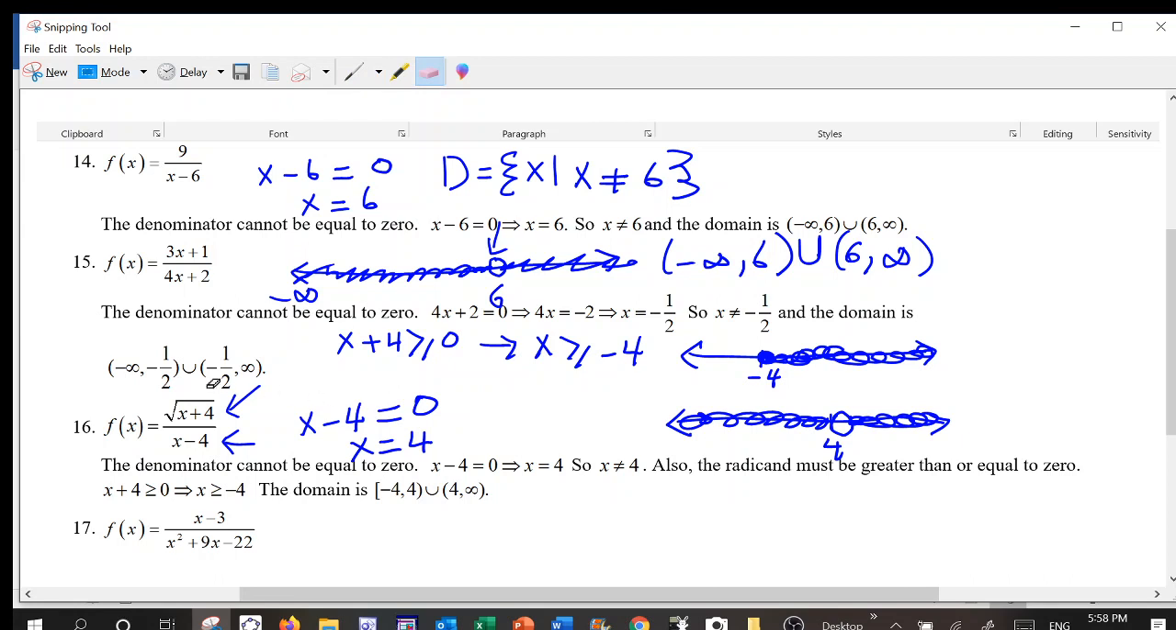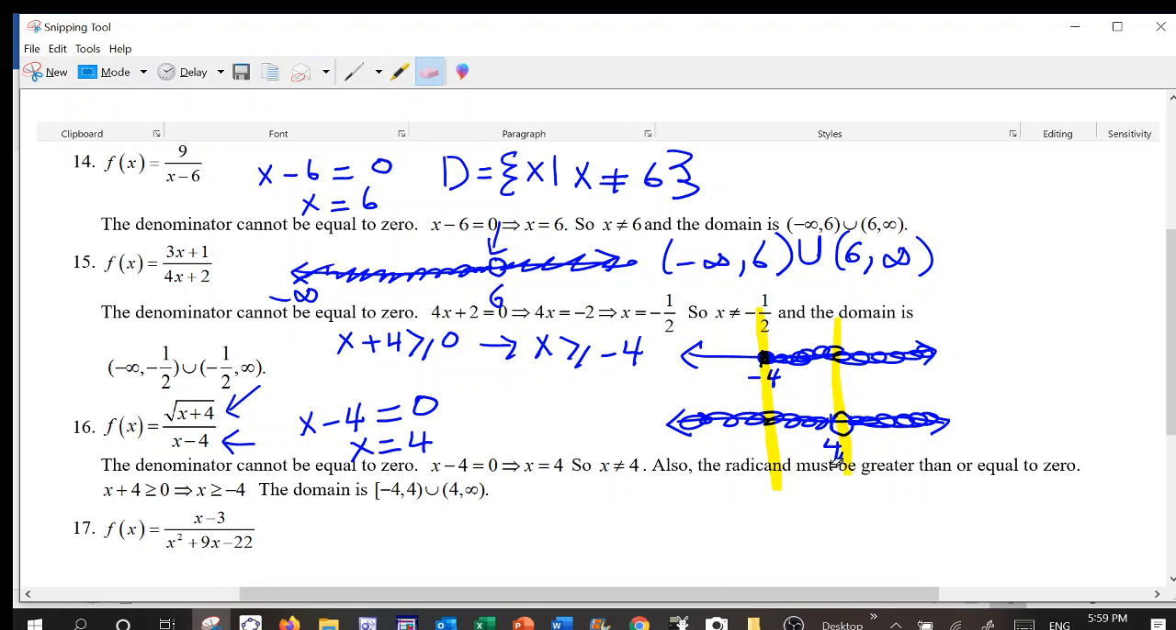Now, of course, for this fraction to work, the numbers have to satisfy this and this, because if you, for example, pick the number 4 here, it's good for the numerator, but it's not good for the denominator, so the fraction doesn't work. So what do we have to do? We have to see what these two have in common, right? What do these two have in common? They have in common everything to the right of negative 4, except for what? Except for 4, right?